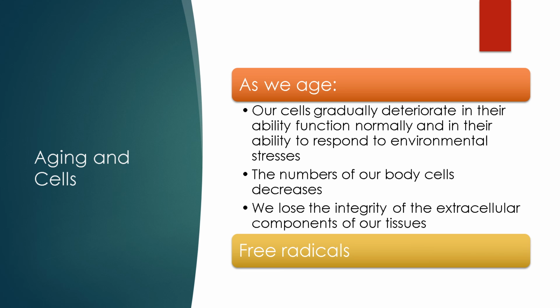Now, as we age, there are a few things that happen to our cells. Very briefly, they start to deteriorate in their functioning, so they can't function as well as younger cells. The actual number of body cells decreases, because body cells die as they get older and are not replaced by newer cells. Also, the integrity of the extracellular components of tissues deteriorates.